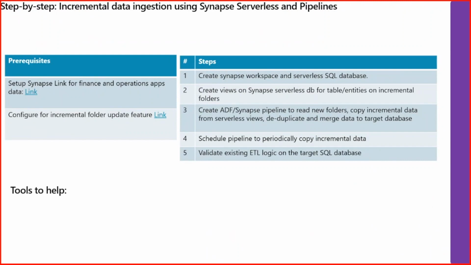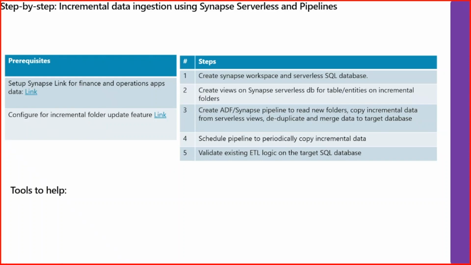One of the prerequisites is that you set up Synapse Link for Finance and Operations apps. There is detailed documentation on that. Then you configure the incremental folder update feature in Synapse Link, and I'll walk you through that experience as well. Then we are going to show a sample pipeline, which will be able to copy the data from Synapse serverless to Azure SQL database, an on-prem database, or even a Synapse dedicated pool. That's the logic we are fundamentally going to demo today. So with that, let me start the demo.